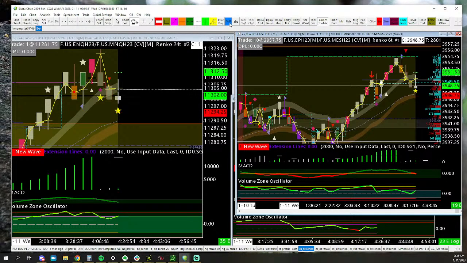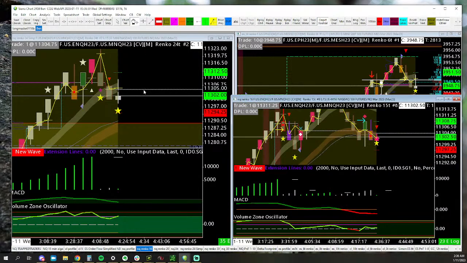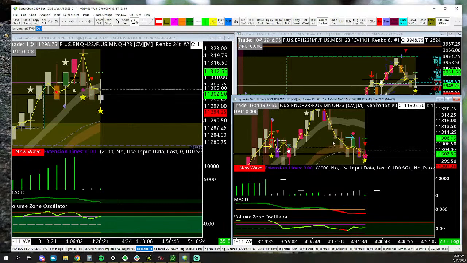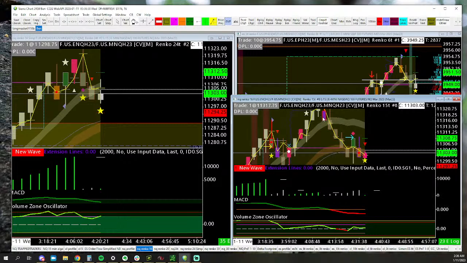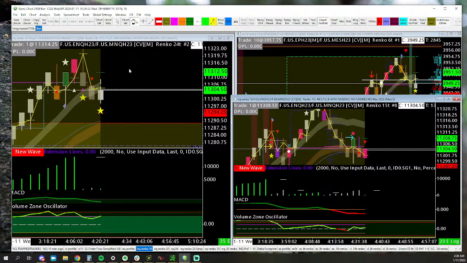Where's the VPOC on ES? Haven't gotten there yet. Not confirmed on ES. And then the VPOC here is... Did we get it yet? Tough. They are together. They did get it right here. So any retrace that gets rejected up there can be a short. And it's conservative to do it that way.